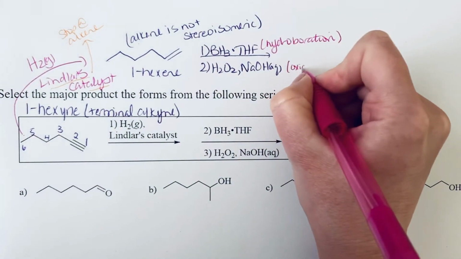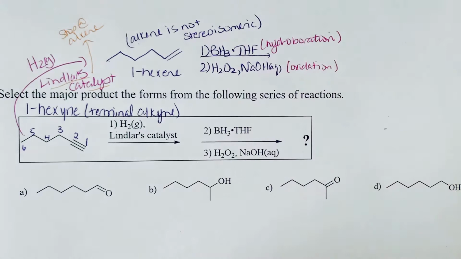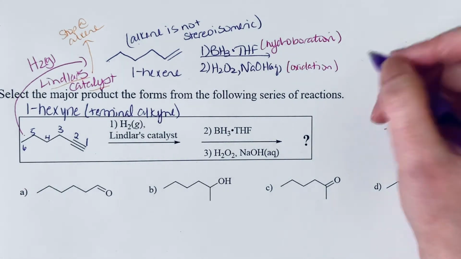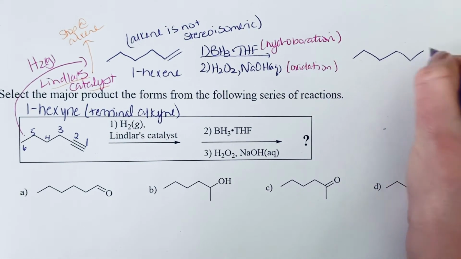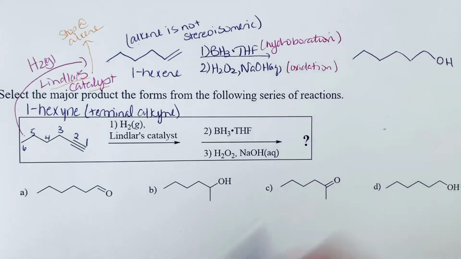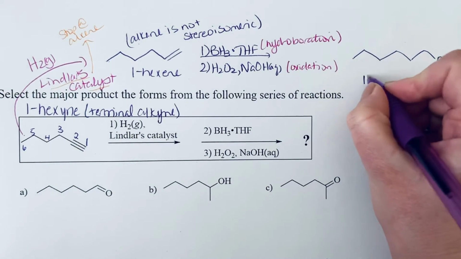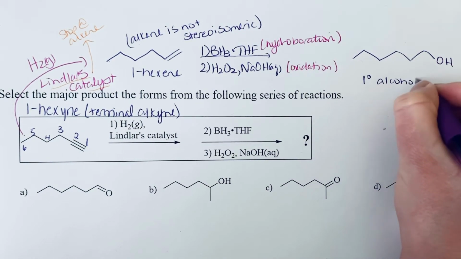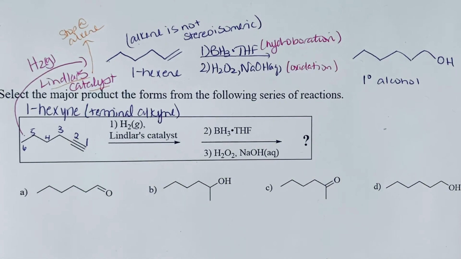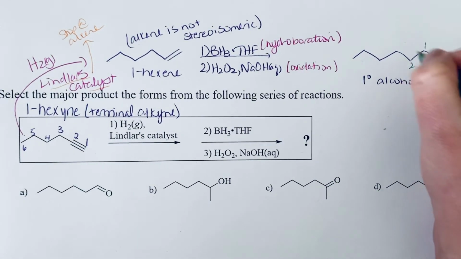So hopefully we remember that when we do the hydroboration oxidation of an alkene, that we form the anti-Markovnikov alcohol, which is to say that we form the alcohol where the hydrogen has added to the more substituted carbon and the OH has added to the least substituted carbon. So we're going to end up with a primary alcohol. And we just want to make sure that we have the right number of carbon atoms. So let's go ahead and count and make sure we still have 6.